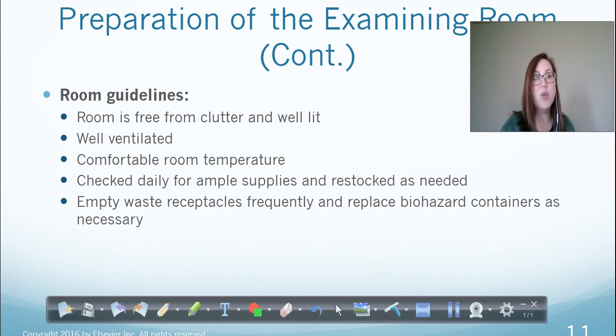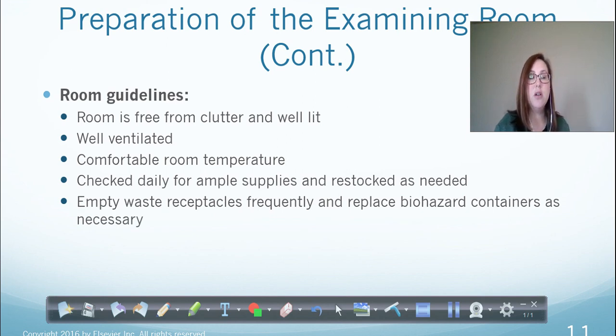So when you talk about a room, it's helpful if the room can be free from clutter and well lit. It's helpful if it's well ventilated. It's a comfortable temperature. Of course, we know when we go to the doctor that it's always cold, or you go in for a surgery, it's always cold.